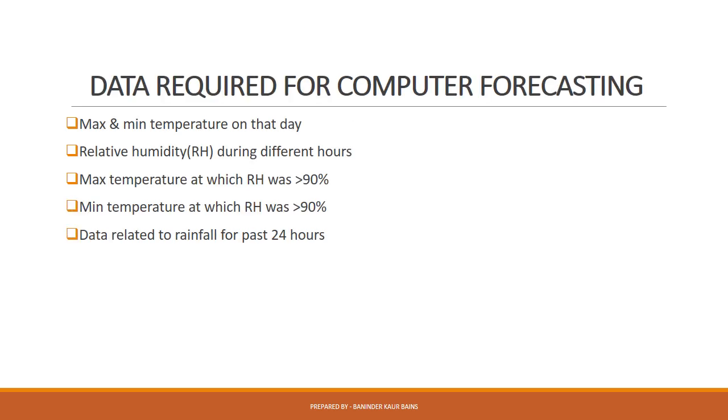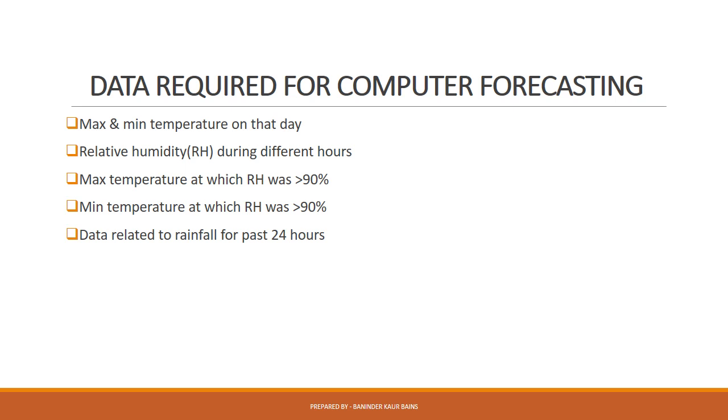So this is the data which is required for computer based forecasting. So minimum and maximum temperature on that day. If a farmer is asking for a disease forecast from a particular agency, then they will generally ask what was the maximum temperature, what was the minimum temperature, what was the temperature during day, and also the temperature during night.